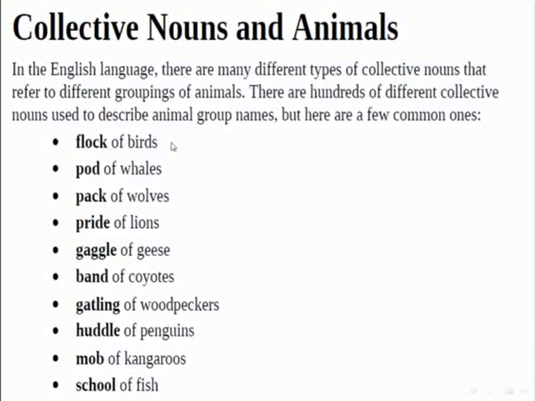The first one, flock of birds. Pod of whales. Pack of wolves. Pride of lions. Gaggle of geese. Band of coyotes. Gatling of woodpeckers. Huddle of penguins. Mob of kangaroos. School of fish. All these are collective nouns for animals and birds.